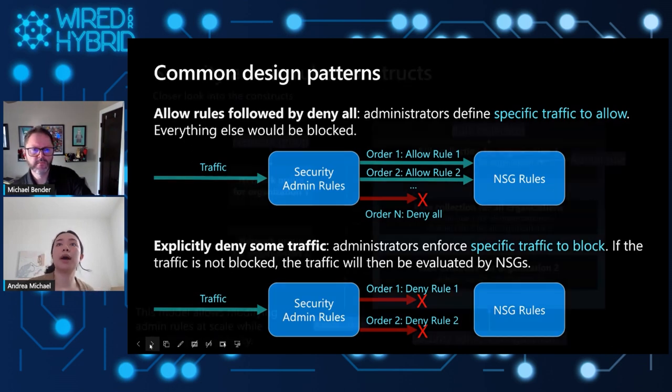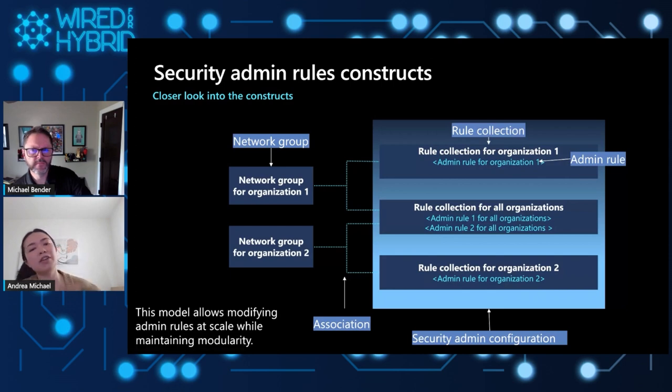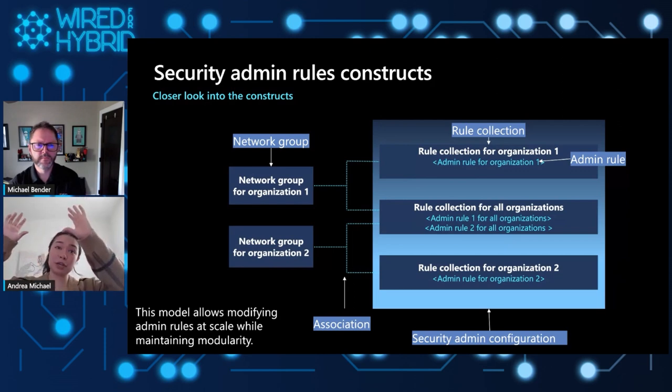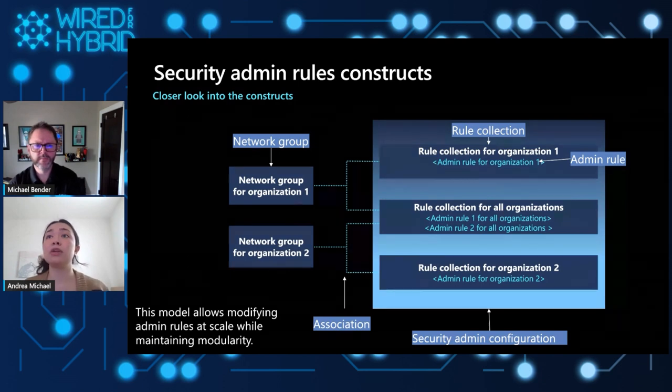And some ways that you can apply security admin rules. So again, to bring it back into that group, configure, deploy model, when you've created your network groups, the way that your admin rules will apply onto those network groups is through rule collections. So you have your groups, and then on the security side, you have your security configuration, you have your rule collections within your configuration, and then you have multiple rules within those rule collections. So very similar hierarchy as NSGs, right? And what you will do is apply your rule collections onto your network groups, and you can apply them to one network group or to multiple network groups. And this is how it will take effect.